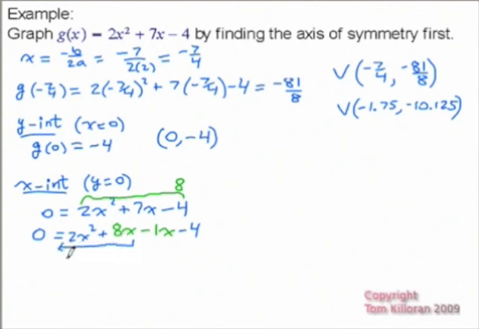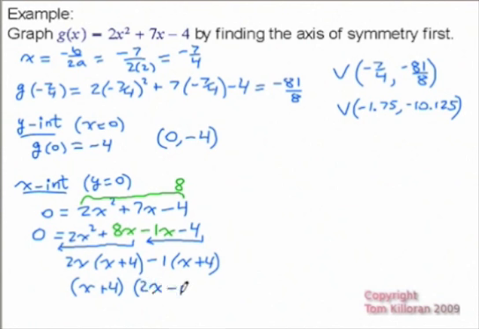GCF of the first two is 2x. Left behind will be x plus 4. GCF of the second two will be negative 1. And left behind will be x plus 4. So we can yank out the x plus 4 and leave behind the 2x minus 1. And don't forget, this whole thing is still equal to 0. Alright, so out of this we're going to get negative 4 and positive 1/2. So that gives us two coordinates, negative 4 comma 0, and the other one would be positive 1/2 comma 0.